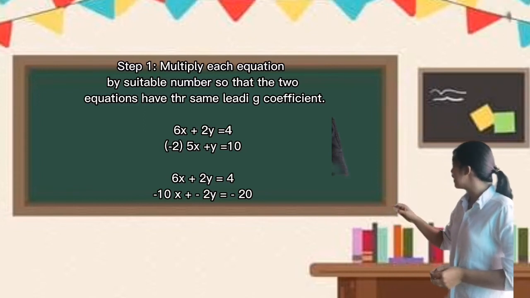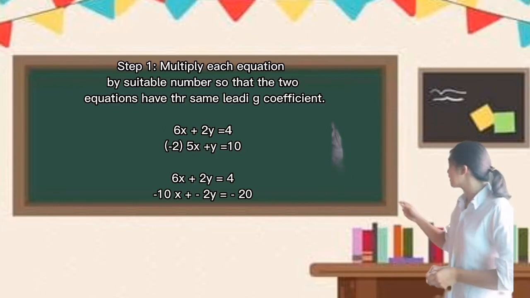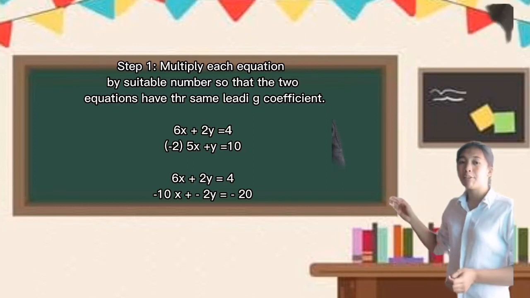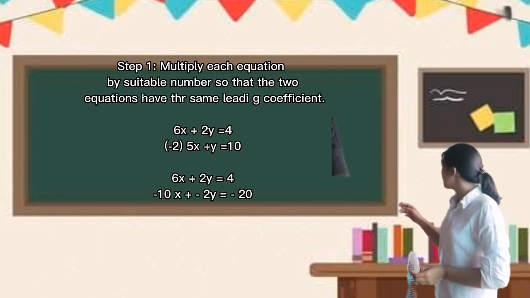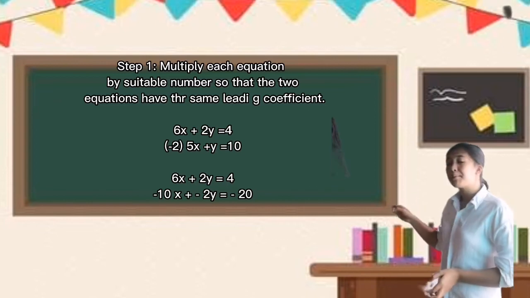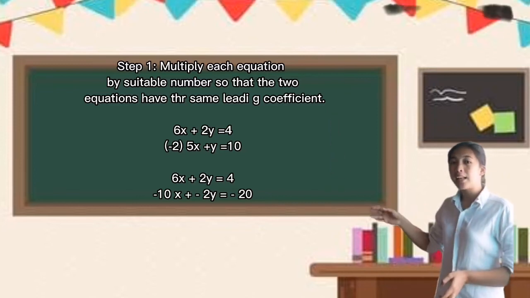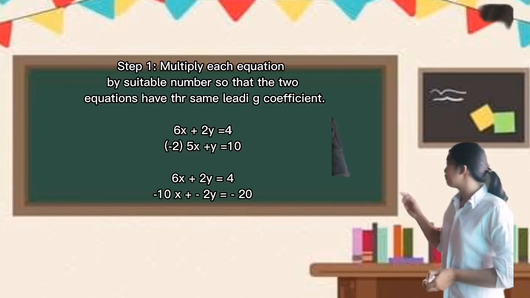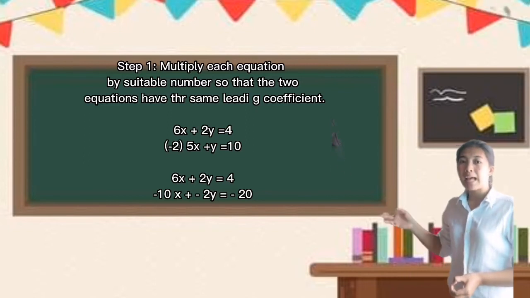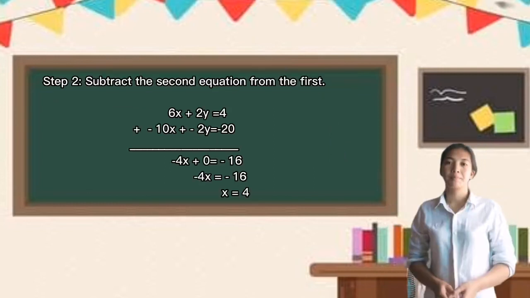So we have here 2 times 5 is equal to 10x. Then 2 times y, so we don't have any variable for 2. So we have here 2y. Then 2 times 10 equals 20. So we have negative x plus 2y is equal to negative 20.